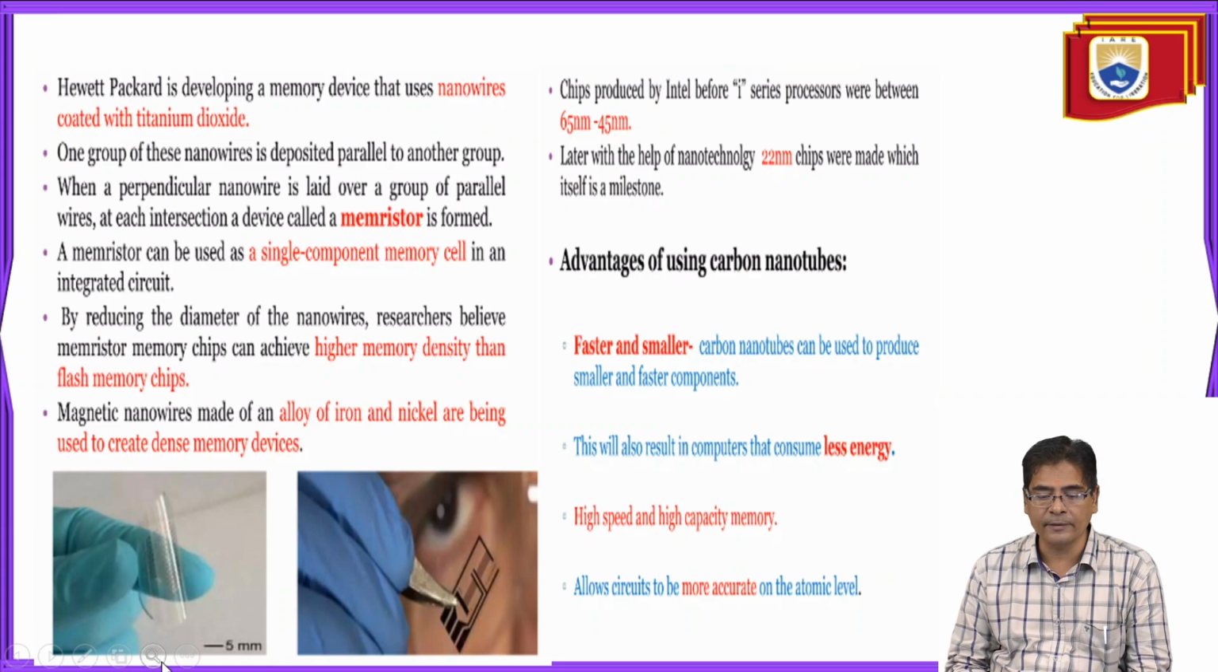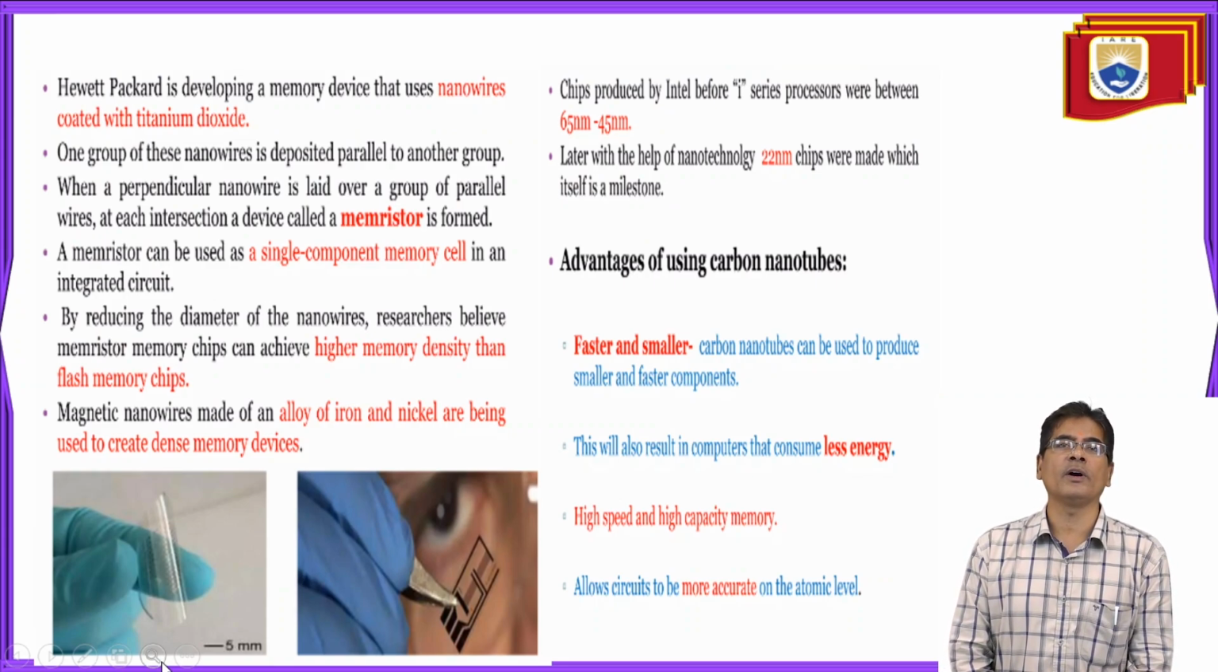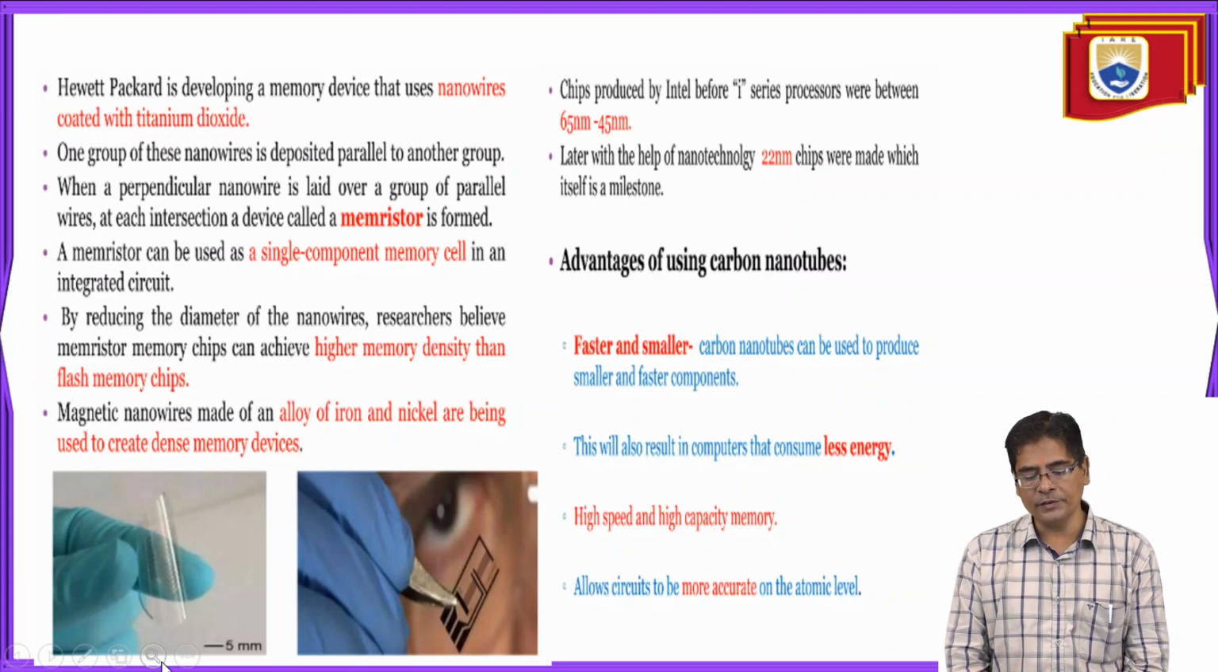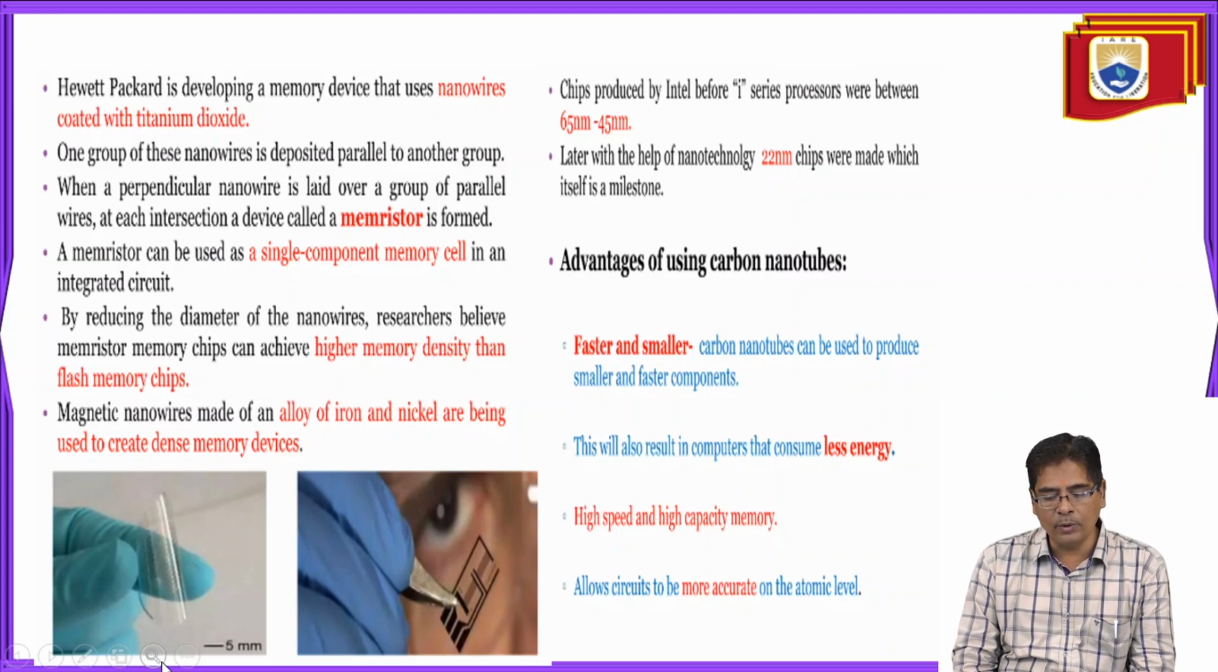Hewlett-Packard is developing a memory device that uses nanowires coated with titanium dioxide. One group of these nanowires is deposited parallel to another group. When a perpendicular nanowire is laid over a group of parallel wires, at each intersection a device called a memristor is formed. A memristor can be used as a single-component memory cell in an integrated circuit. By reducing the diameter of the nanowires, researchers believe memory chips can achieve higher memory density than flash memory chips.